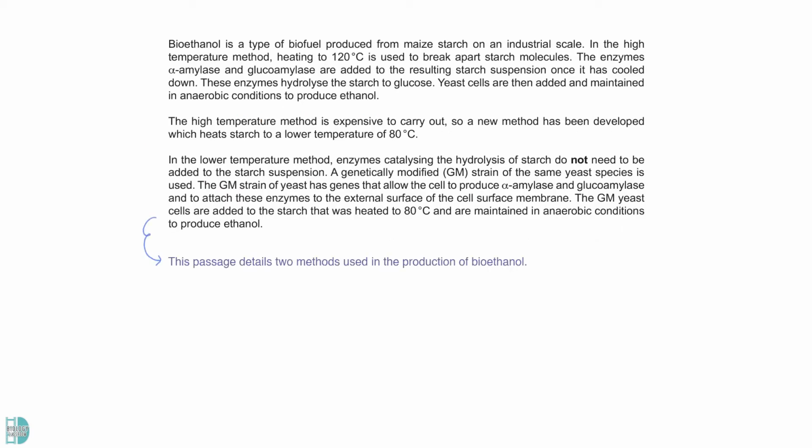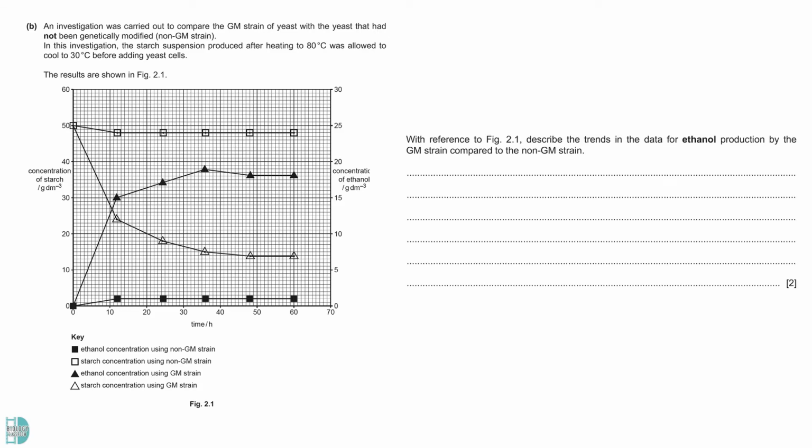This passage details two methods used in the production of bioethanol. They are the high temperature method and the lower temperature method. In B, you have a graph comparing the concentration of starch and ethanol using non-GM and GM yeast. You are asked to describe the trends in the data for ethanol production by the GM strain compared to the non-GM strain. Firstly, make a general statement to show the difference.